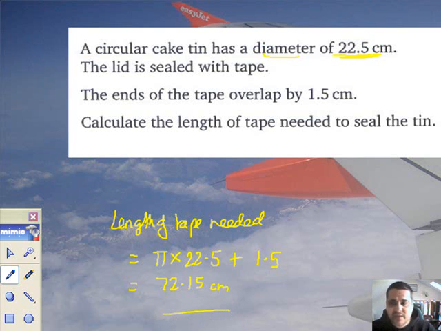I'm going to stop there, and that's your revision done with circles, and I'll look at 2.5 in a minute.